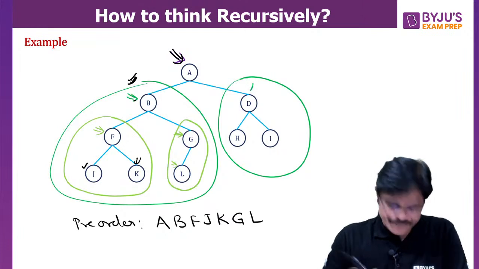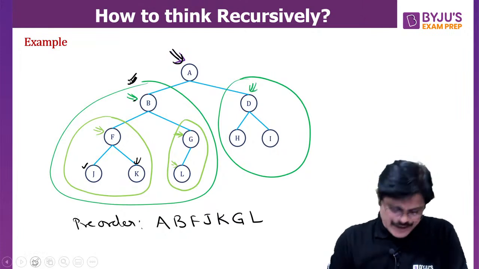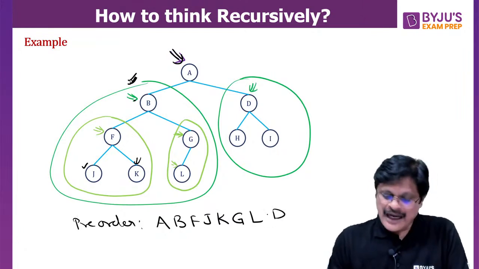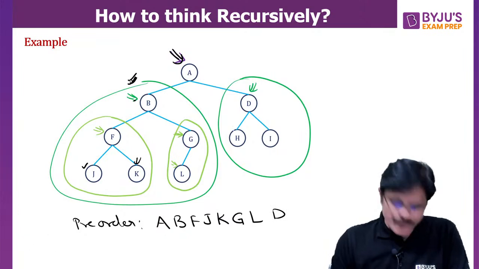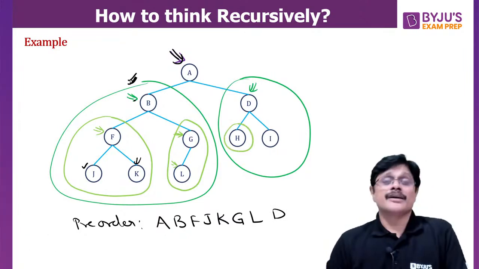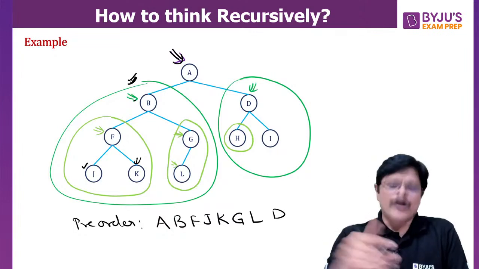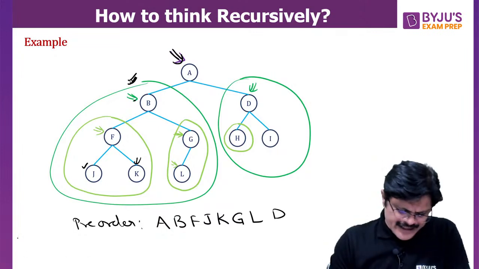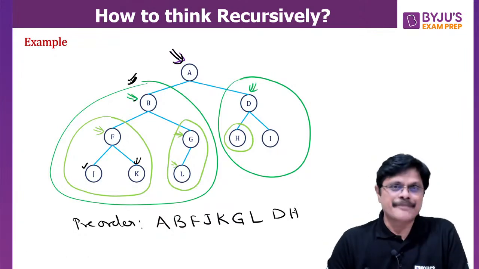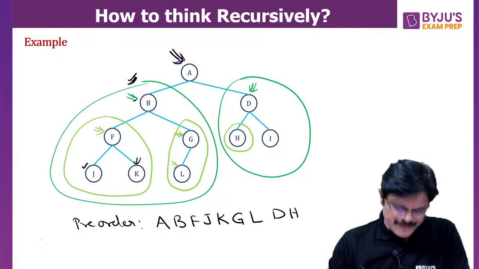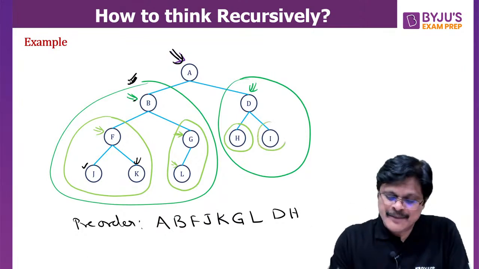First what we do? We traverse or we visit the root node. After visiting the root node, we have to traverse the left subtree recursively in pre-order manner, because there is only one node that is traversed, that is visited actually. Then what happens? Because the left subtree is completed, you move to the right subtree.